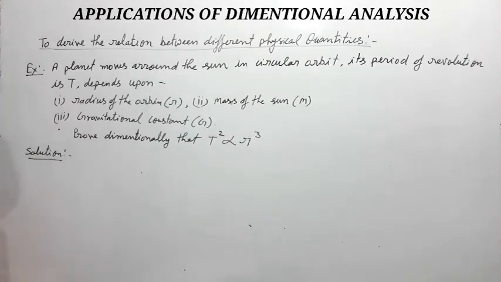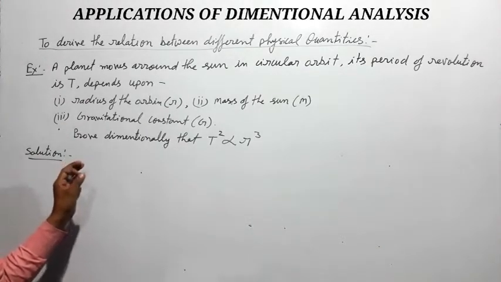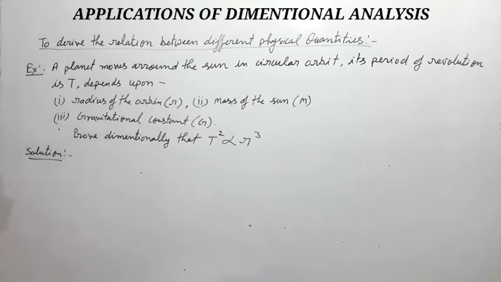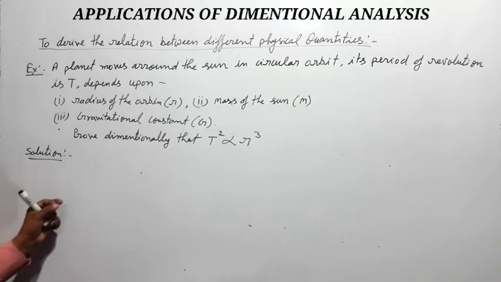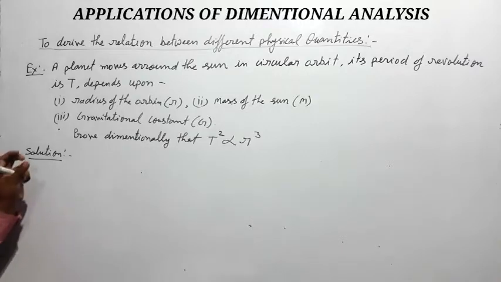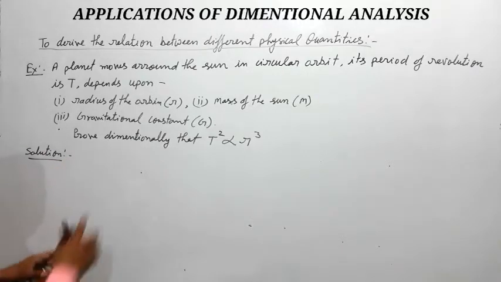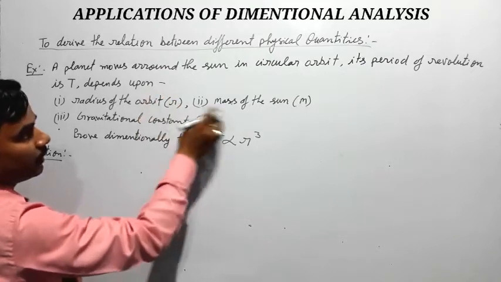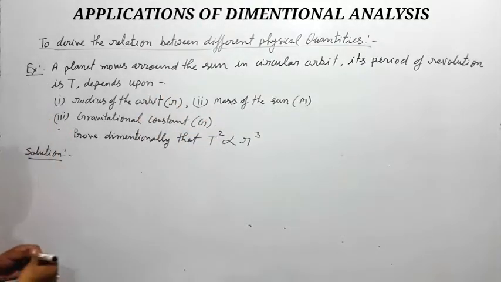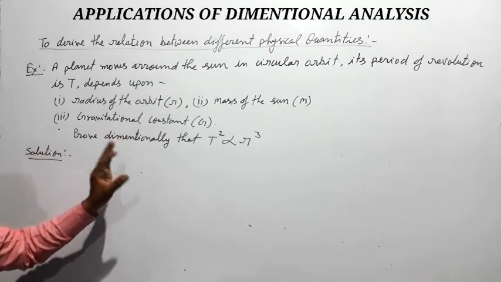Now in this question, a planet moves around the sun in a circular orbit, and its period of revolution is T, and depends upon the radius of the orbit, mass of the sun, and gravitational constant G.